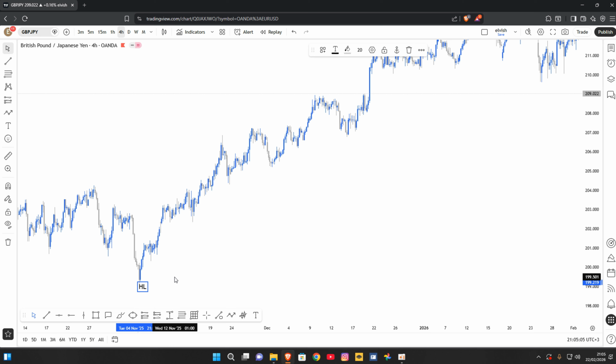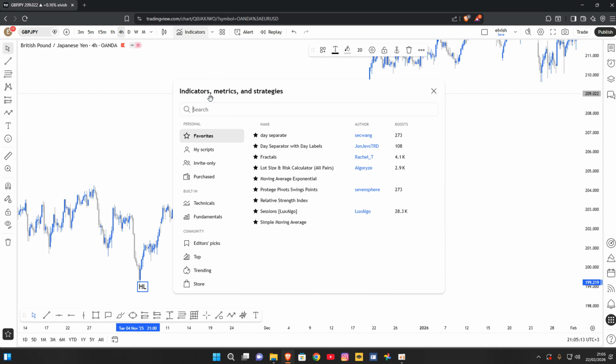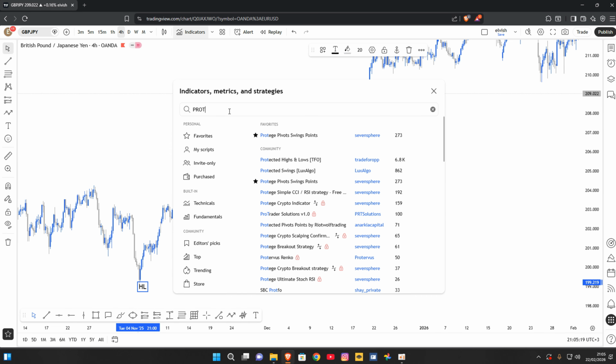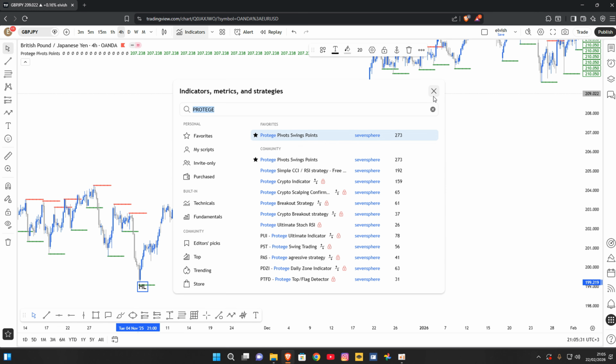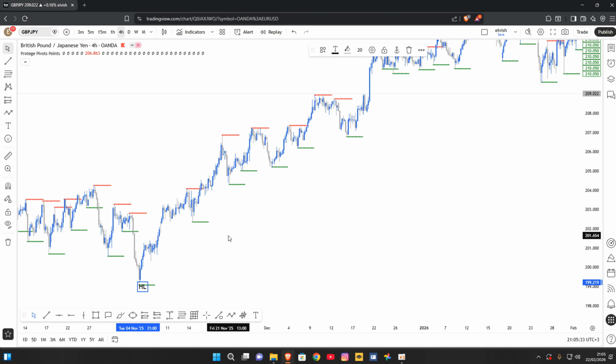The easiest way to identify this is to go under indicators and search for something called the ProTege pivot swing points. Do you see what I'm trying to type in here? So what will this do? This indicator will show you the highs and lows. The red line above shows you the high, and the green line below shows you the low.